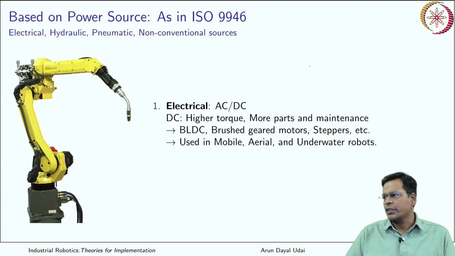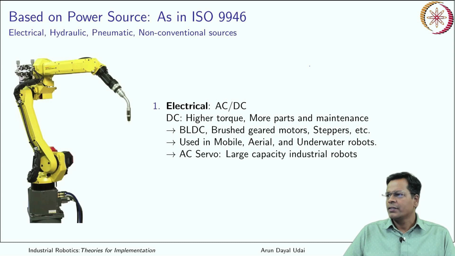So for a similar reason, even underwater robots have a DC power source. It can carry a battery on board, so that has stored energy. AC servo motors are normally suited for large capacity industrial robots because they are normally grouted to the ground, and they are in industry where huge power supplies are readily available. And AC motors are again very compact, so that is the reason it is used.